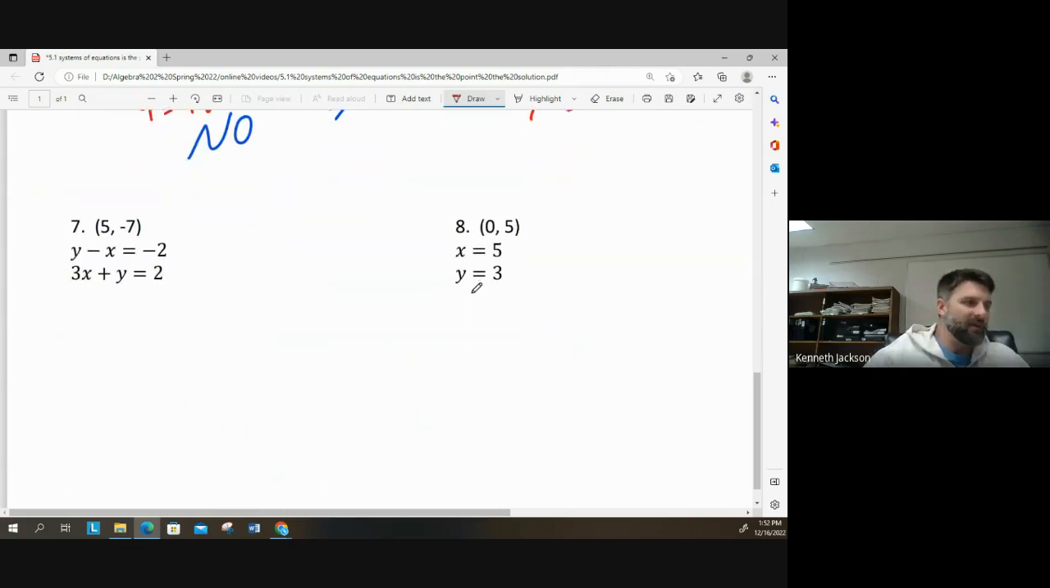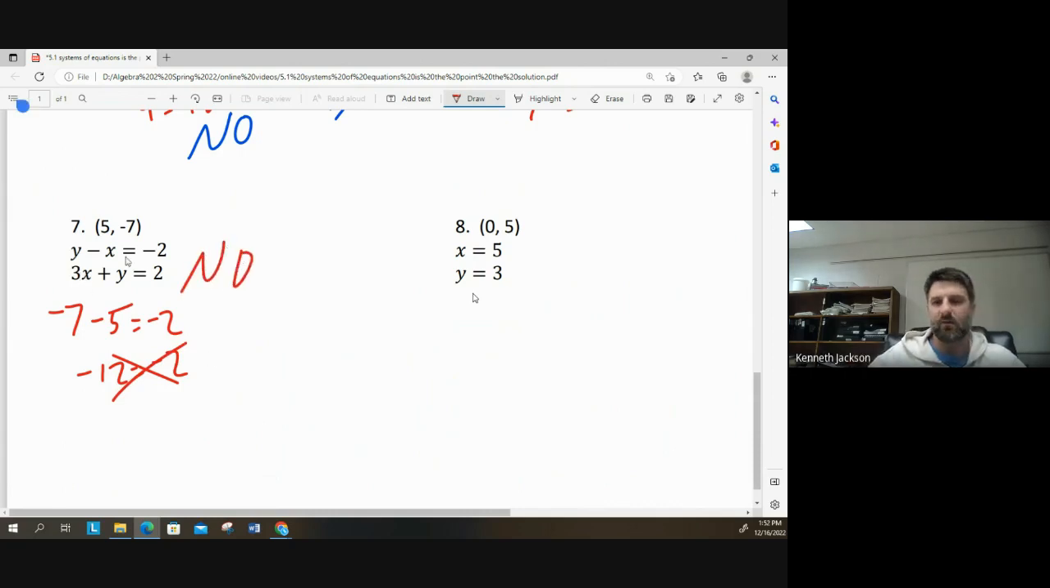So let me do two more with you, number 7 and 8. I take -7, I plug it in for y. I take 5, I plug it in for x. -7 minus 5 would be -12. -12 does not equal -2, so no, it is not the answer. I don't have to check the second equation because it made the first one false. There's no point. It's not the answer. That is not the point where they cross. And on the last one, number 8, I take 0 and I plug it in for x. 0 equals 5. Well, that's no again. This is not the point where these two lines cross.